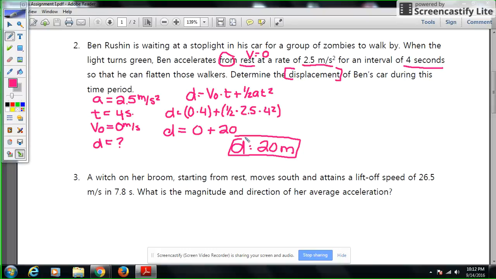Okay, so other than that, just remember, make a list, find your givens, find your unknown, use that list to pick an equation, and from that point on, you just have to substitute and solve.